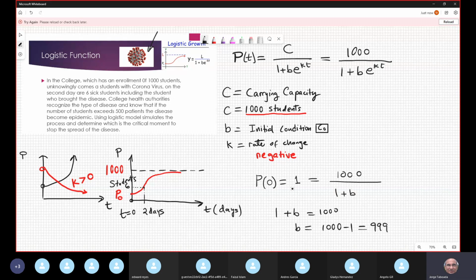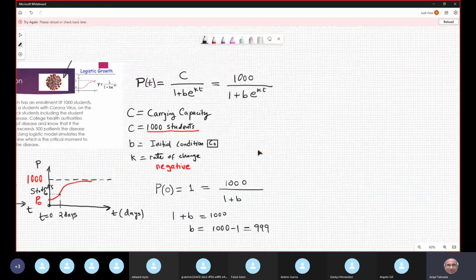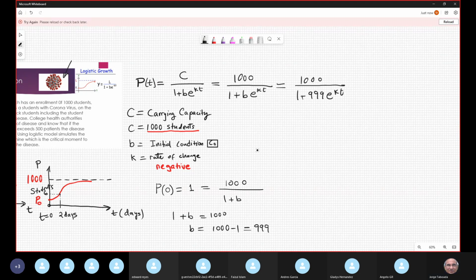So our equation so far, applying condition 0, because the initial condition is 1, is P equals 1,000 over 1 plus 999 exponential kt. Everyone follow me so far? Yes. Okay, so now I'm using condition 1, which is this condition.